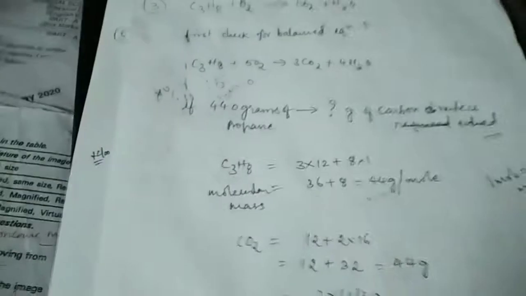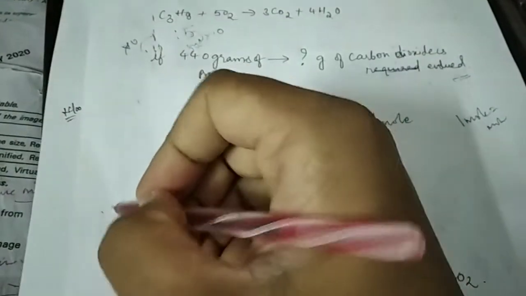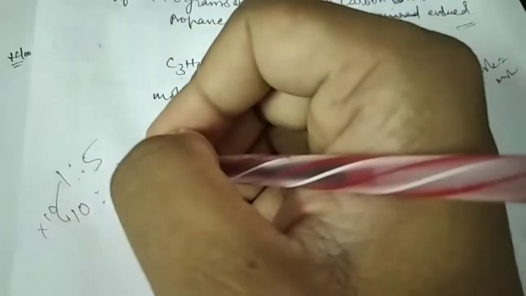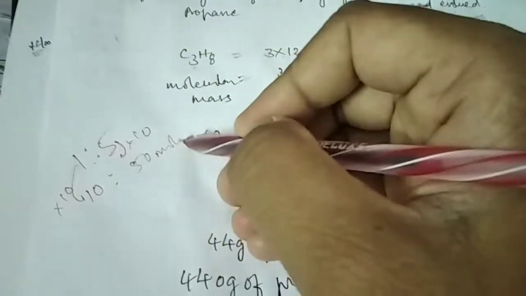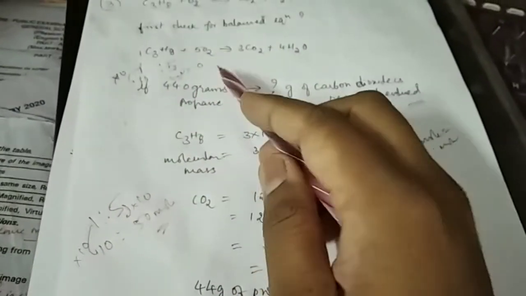1 mole of propane is equal to 5 moles of oxygen. 1 is equal to 5, so 10 will be equal to how much? Since it is a multiplication of 10 here, we should do a multiplication of 10 here also. So we get 50 moles, right? So the answer is 50 moles of oxygen. You can do it in this method also: 1 mole of propane needs 5 moles of oxygen here. So how much oxygen is there here?